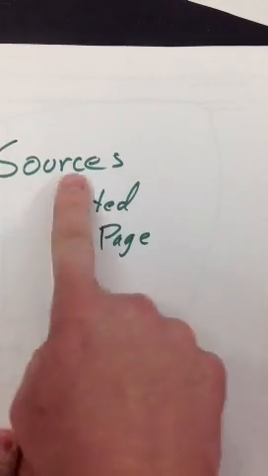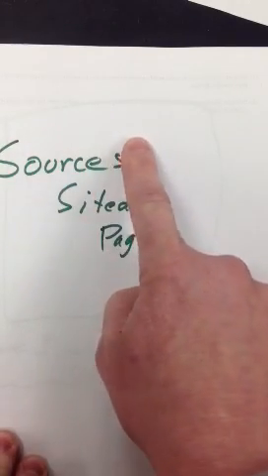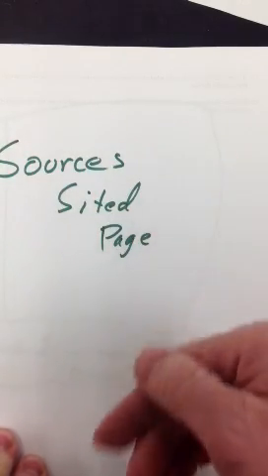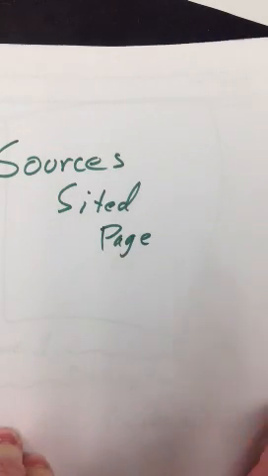Then I need your sources cited page. What are the websites you used? Write the link and give a description. If you had to use any type of actual written book or our textbook and things like that, then you need to cite them in MLA format.